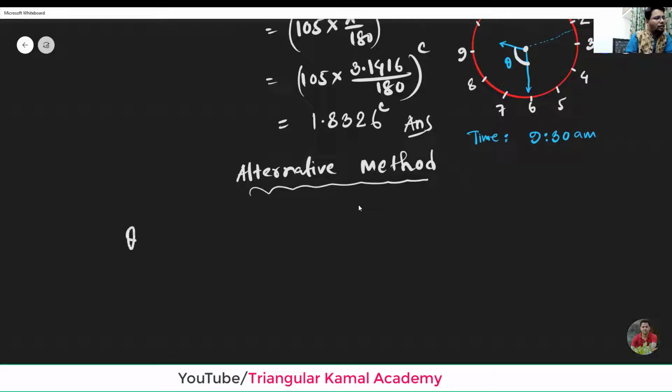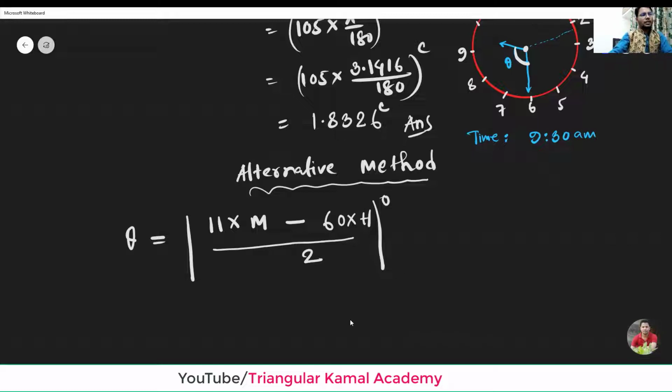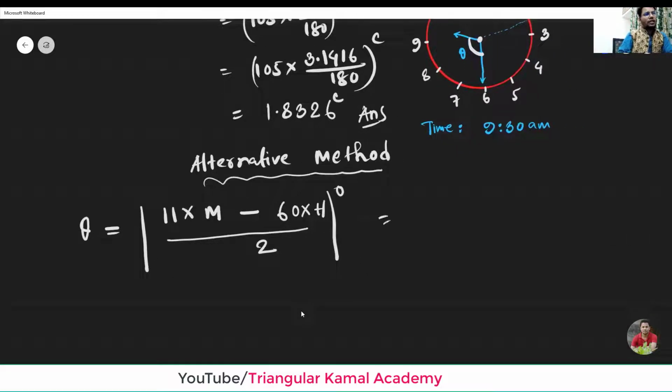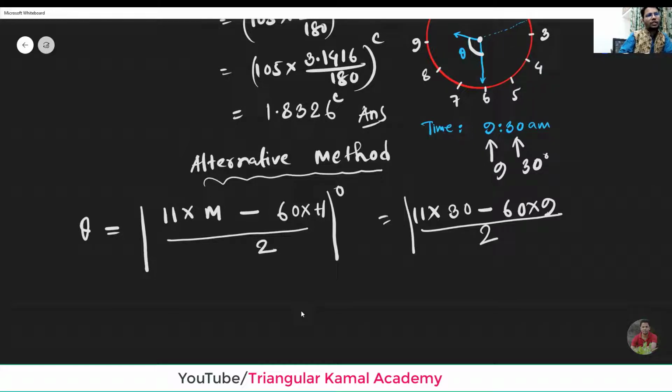So here we can write the formula: direct angle is equals to 11 times of minute minus 60 times of hour and divided by 2. And this answer must be in degree. So now, if we do this math here, 9:30 a.m. That means hour is 9, and 30 is minute. So now apply here, 11 multiply minute, that means 30 minute minus 60 multiply hour, hour is 9, and then divided by 2, and this is called the absolute value.